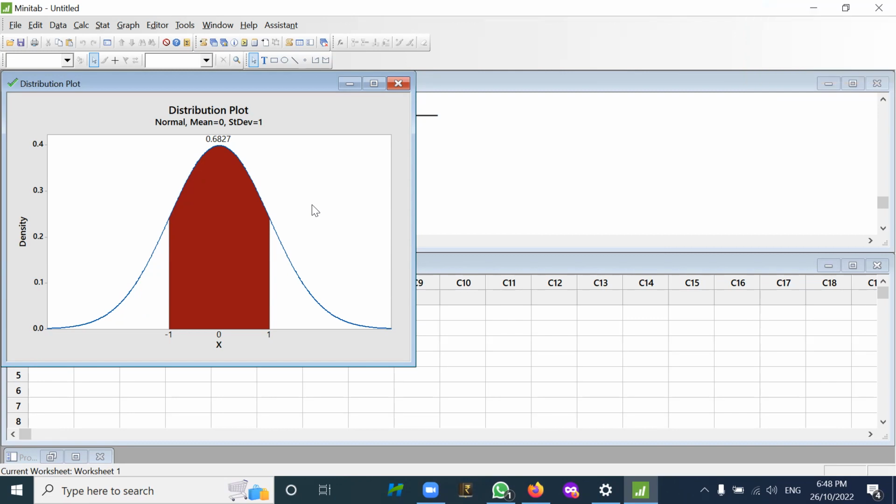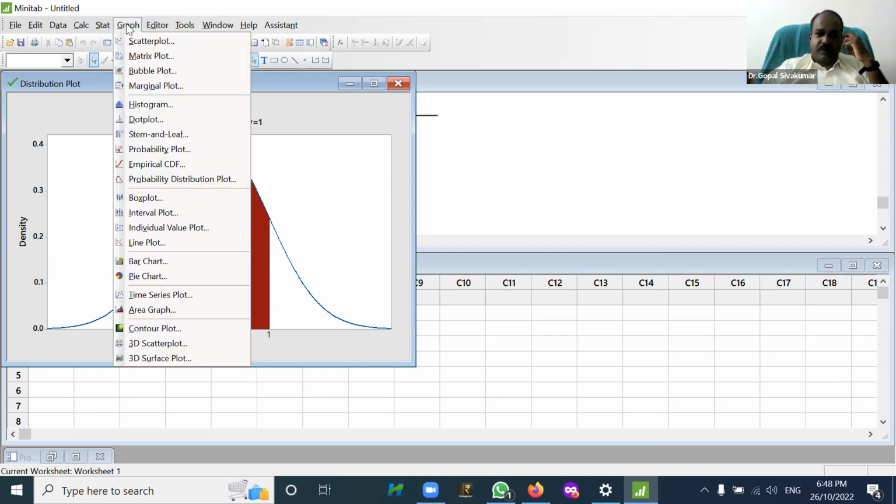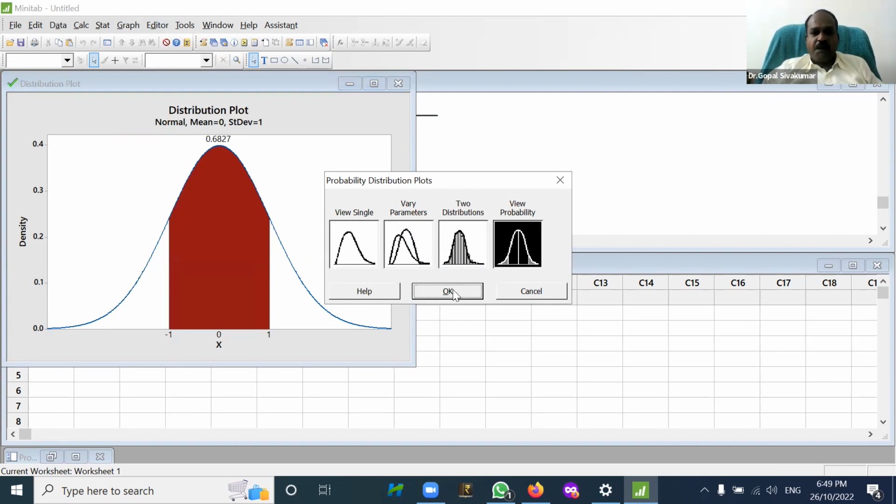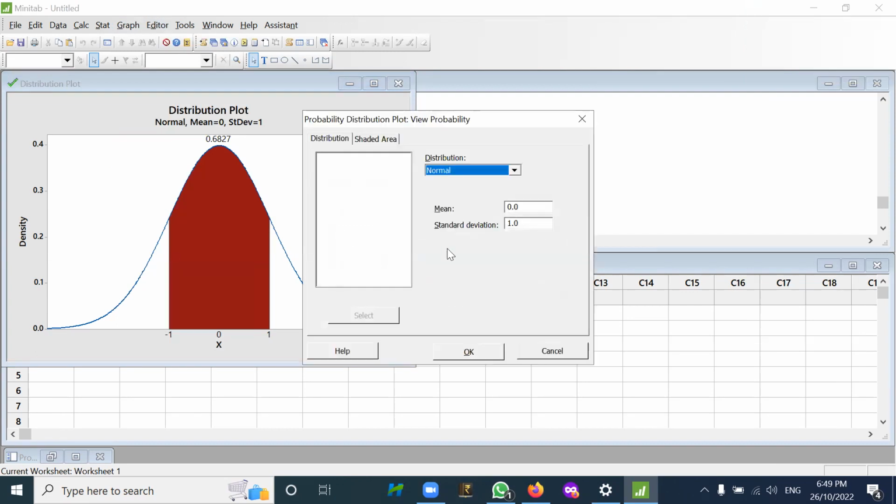Okay. Now let us know, this is the standard normal distribution. Here you should not try to talk in terms of your real problem metric. If you want to use your real problem metric, go to normal distribution. Don't go to standard normal distribution. Now go to Graph again, Probability Distribution Plot, View Probability. Now don't choose standard normal.